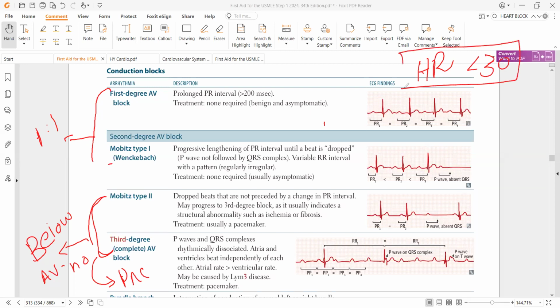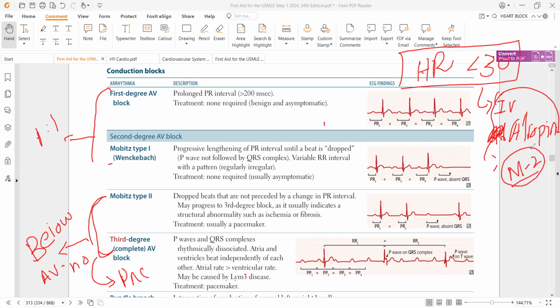So what is the treatment of choice drug if the heart rate is below 30? IV adenosine. Oh, sorry, IV atropine. So what is the mechanism of action of atropine? It blocks which receptor? M2 receptors. M2 receptors, right? On the heart. Yes. Okay. In this way, it will decrease the parasympathetic activity of the heart, right?